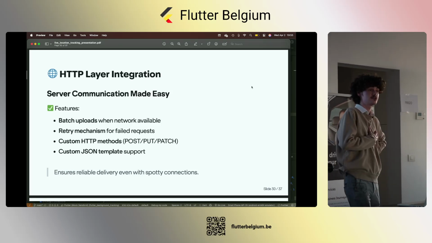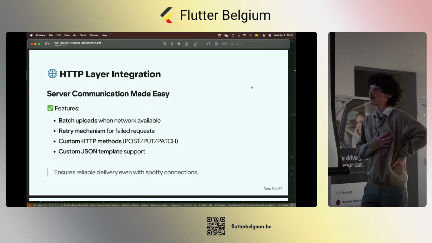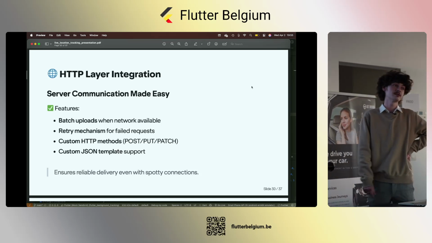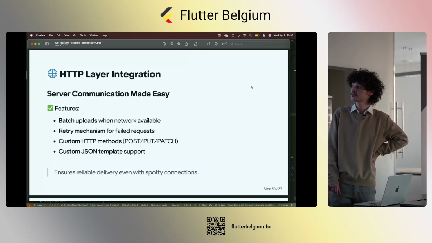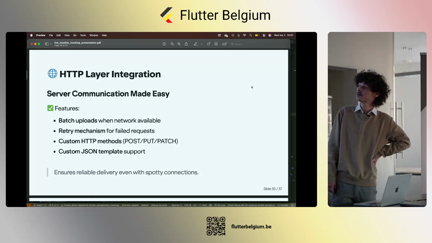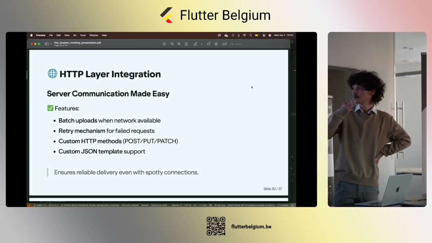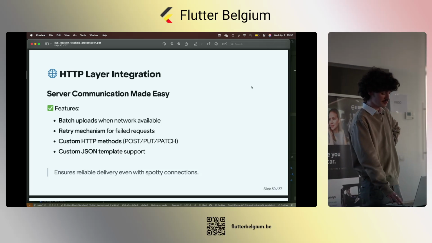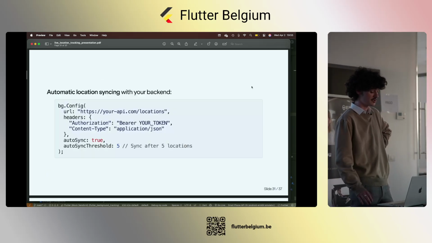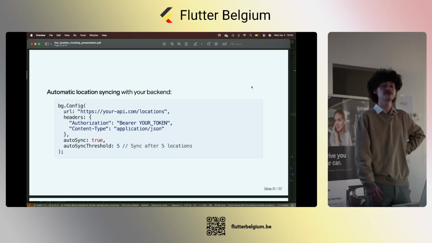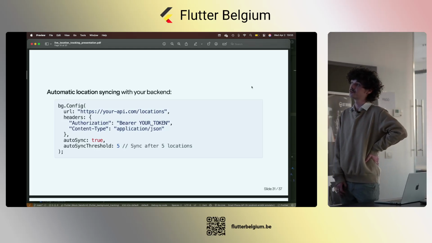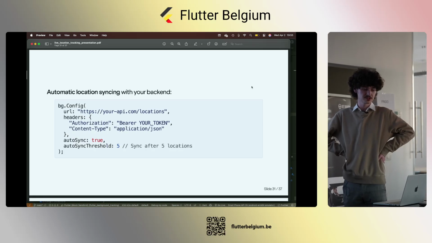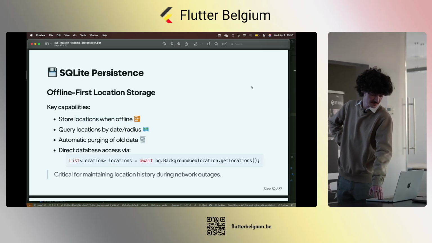The other things I haven't used but are quite useful in this package are the HTTP layer. This makes sure that you can upload all your locations, you can batch upload them, you can retry, and also put custom JSON messages. I had to create a model, but this is all done in the config too. This is very powerful, can do a lot of different things. I haven't used this, but I will certainly do this in the future when I'm updating the proof of concept.